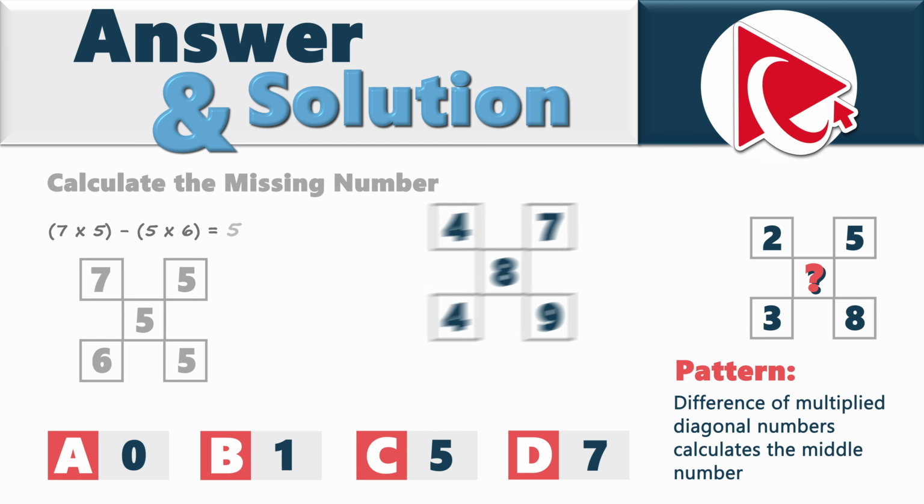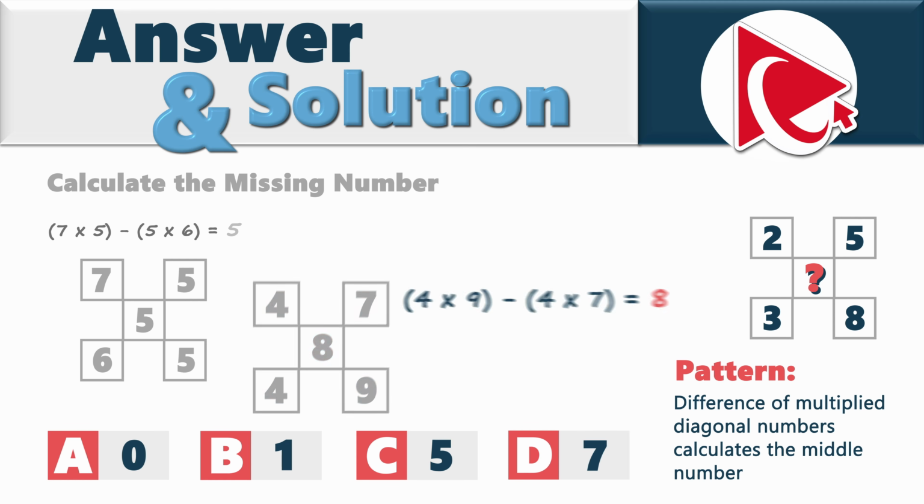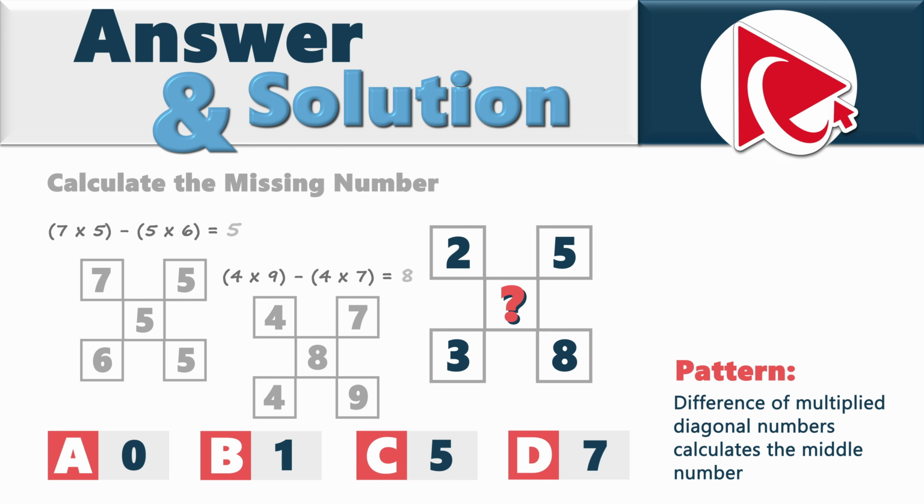Let's continue to the next shape. 4 multiplied by 9 minus 4 multiplied by 7 equals 8. And now we can calculate the missing number. 2 multiplied by 8 minus 5 multiplied by 3 equals 1. So the correct answer here is choice B, 1.